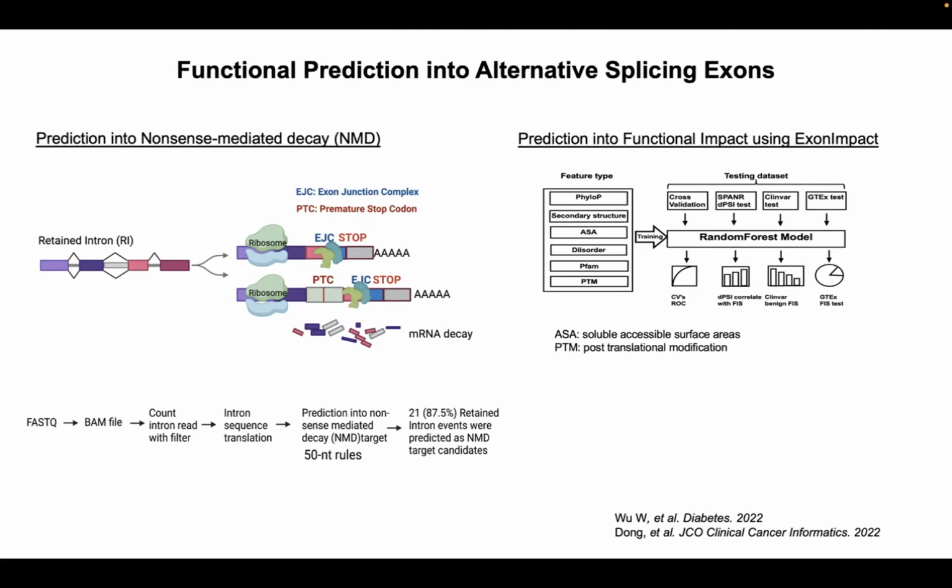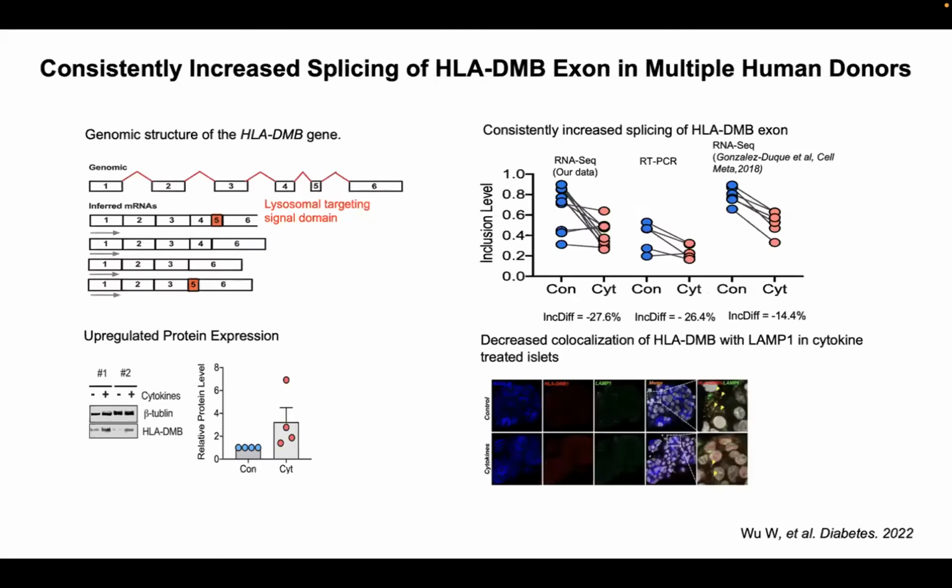And for the second part, we use another in-house tool, ExonImpact. It's a random forest model integrating 31 different protein structure features. It could prioritize those tons of different splicing events to the top 129 targets with higher prediction scores. And from that, we chose the top target, HLA-DMB exon 5, for further validation.